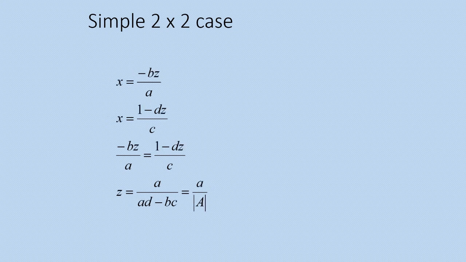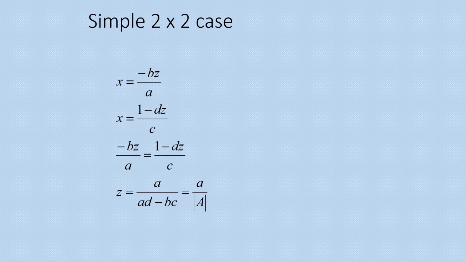Similarly, from equation 2, X is equal to minus BZ by A. From equation 4, X is equal to (1 minus DZ) whole divided by C. Equating 2 and 4, minus BZ by A is equal to (1 minus DZ) whole divided by C. Z is equal to A divided by AD minus BC, which is equal to A by determinant A.